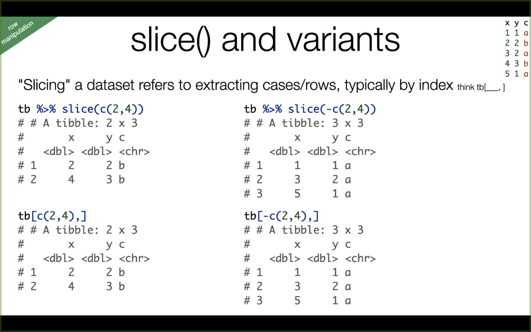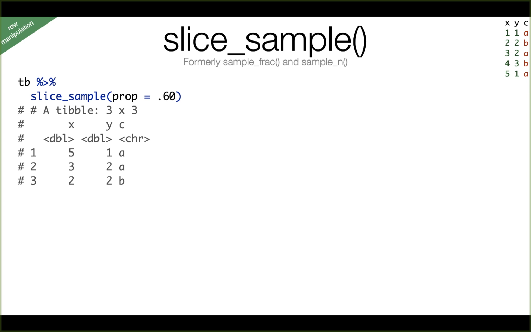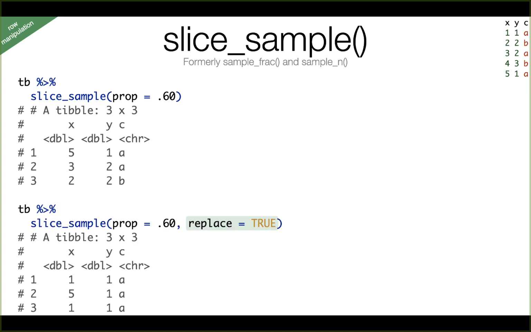Our first getting something new comes in slice_sample. Slice_sample is a slice variant, so it's going to give you some of the rows of the tibble, and its role is to subsample the rows of the tibble. So if I say TB slice_sample prop equals 60, it's saying, give me 60% of the rows of the tibble. By default, those are sampled without replacement. If I want them with replacement, I would say replace equals true, and then I get them with replacement, and of course I can see the same row multiple times.